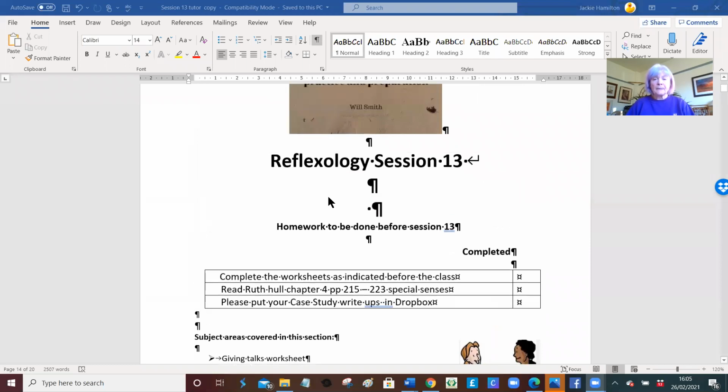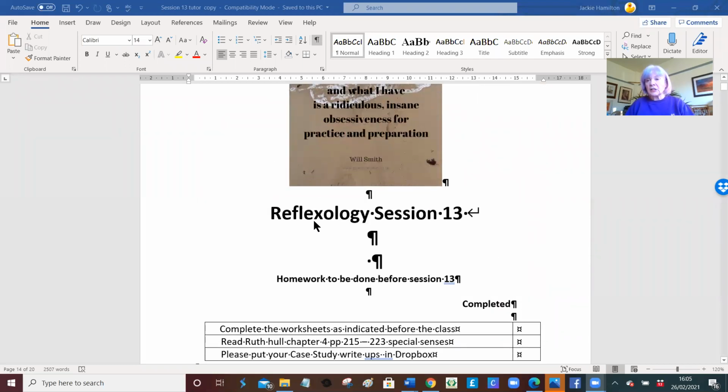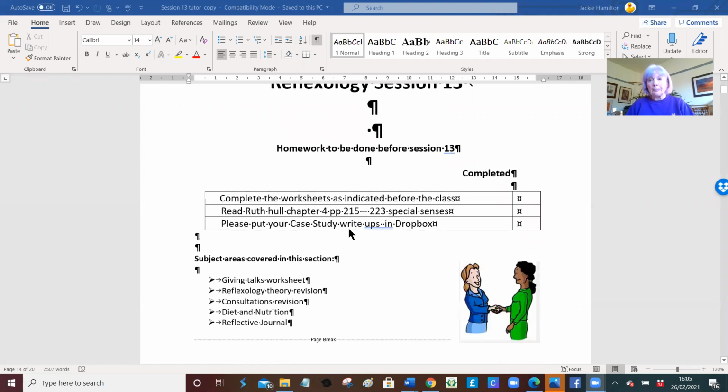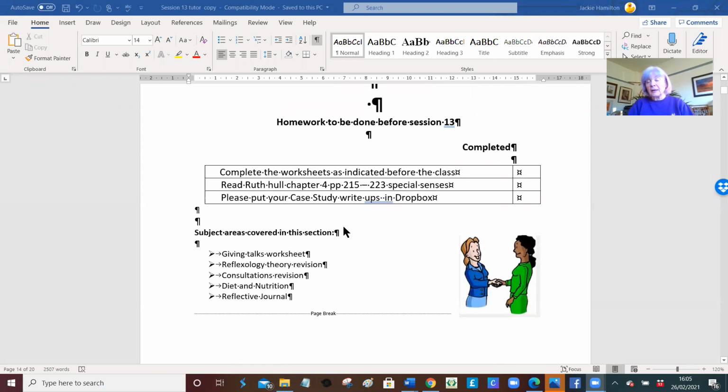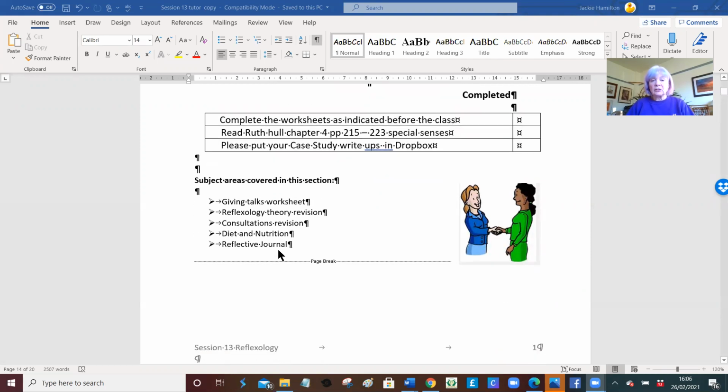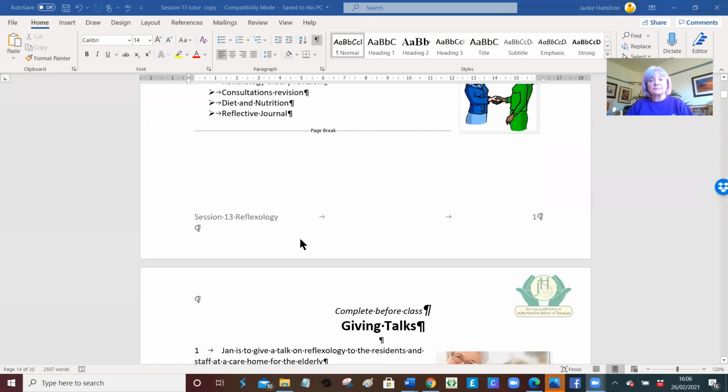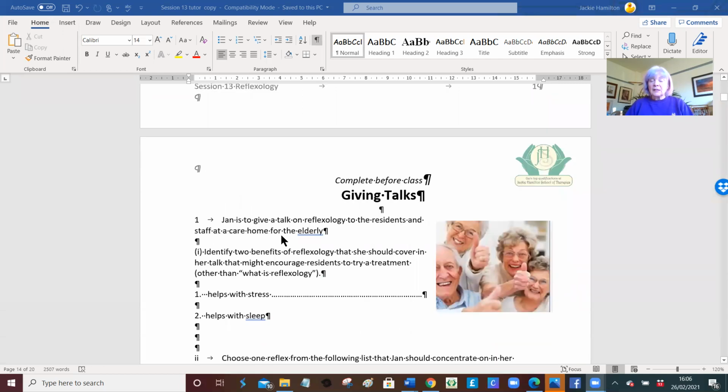We'd like you to do these sheets, complete the sheets before the class and read the Ruth Whole book. And obviously you are getting on with your case studies as well as you can. So here we've got these areas being covered in this section: about talks, theory revision, consultations revision, a bit on diet and nutrition. So let's have a look.